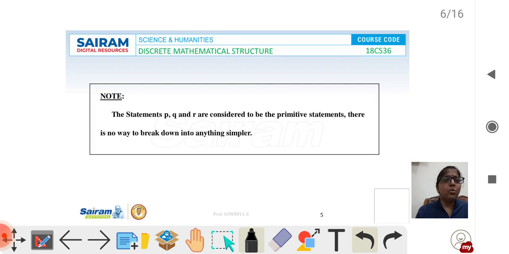So we must know what a primitive statement is. A primitive statement should be a single statement. It cannot be broken down into more than one statement. For example, "If Anita studied well, then she can pass the exam." "Anita studied well" is one statement and "she can pass the exam" is another statement. Both statements are in a single statement, so this cannot be a primitive statement. A primitive statement should be a single statement, right?